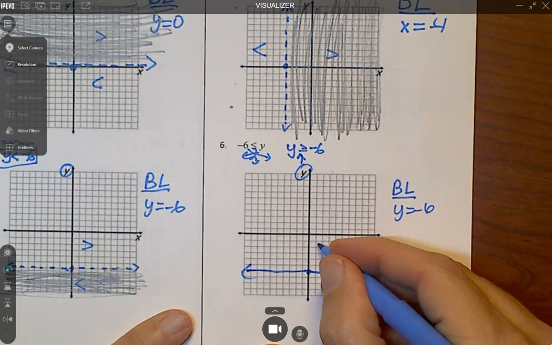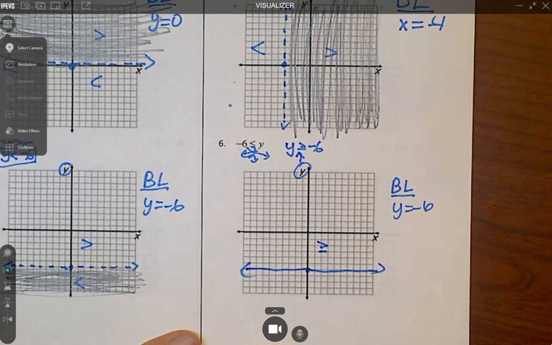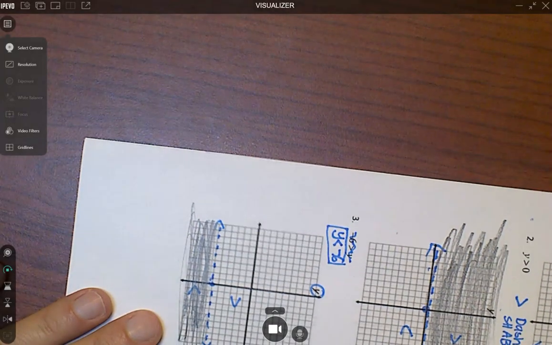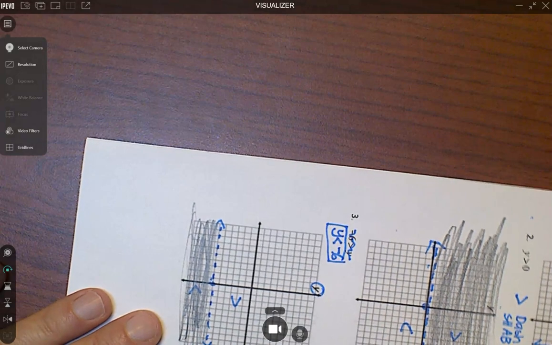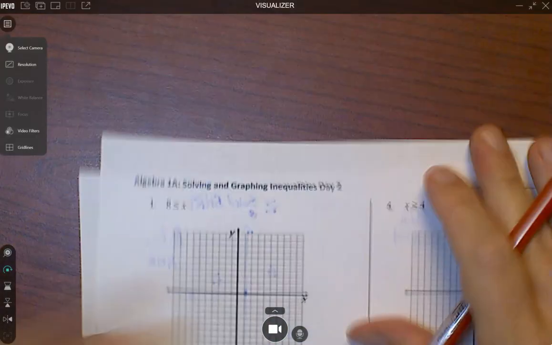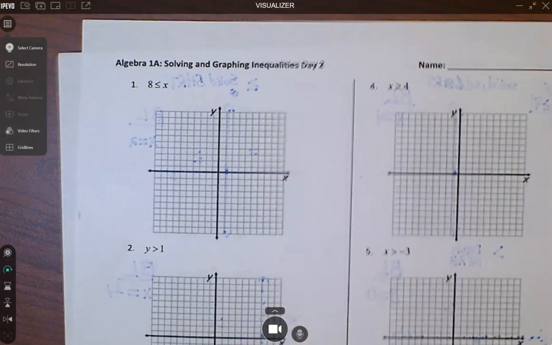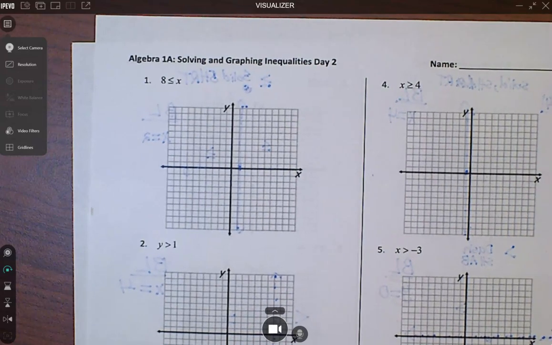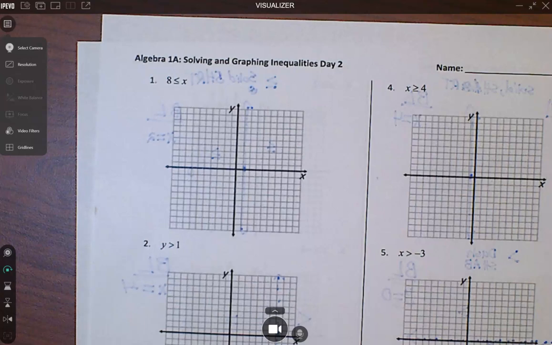All the y coordinates, if we go up, are getting bigger. If we go down, they're getting smaller. So we want to shade into this region. These markers are not supposed to bleed through, but we're working with cheap paper. Let's go with this one. I know this one is good.